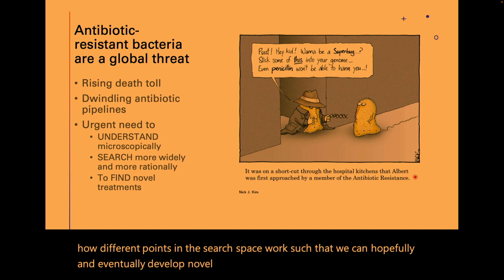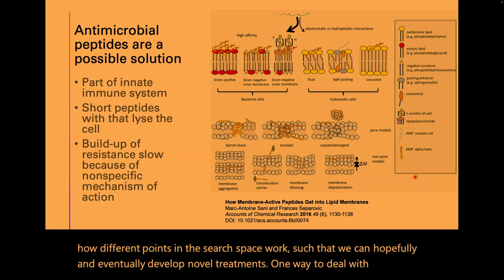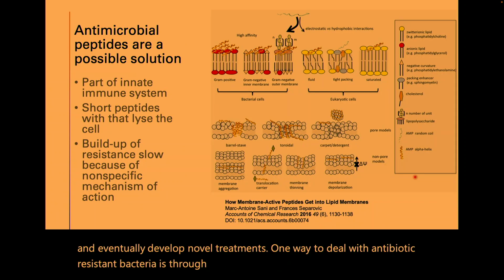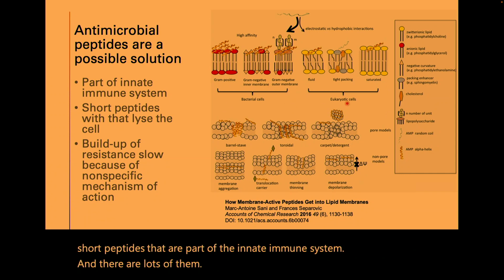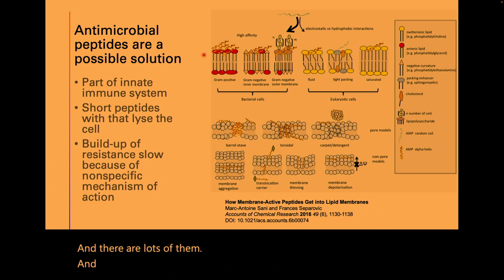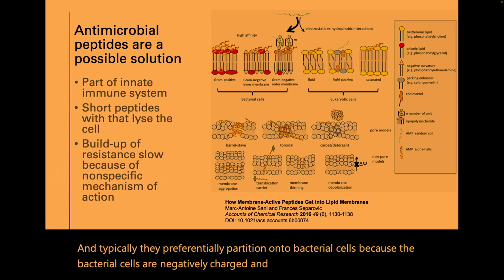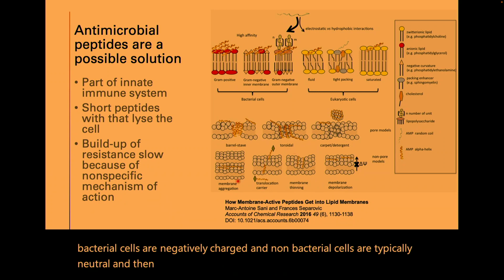One way to deal with antibiotic-resistant bacteria is through the use of antimicrobial peptides, which are short peptides that are part of the innate immune system. There are lots of them, and typically they preferentially partition onto bacterial cells because the bacterial cells are negatively charged and non-bacterial cells are typically neutral. And then they kill the bacteria, usually by disrupting the cell membrane in some fashion.